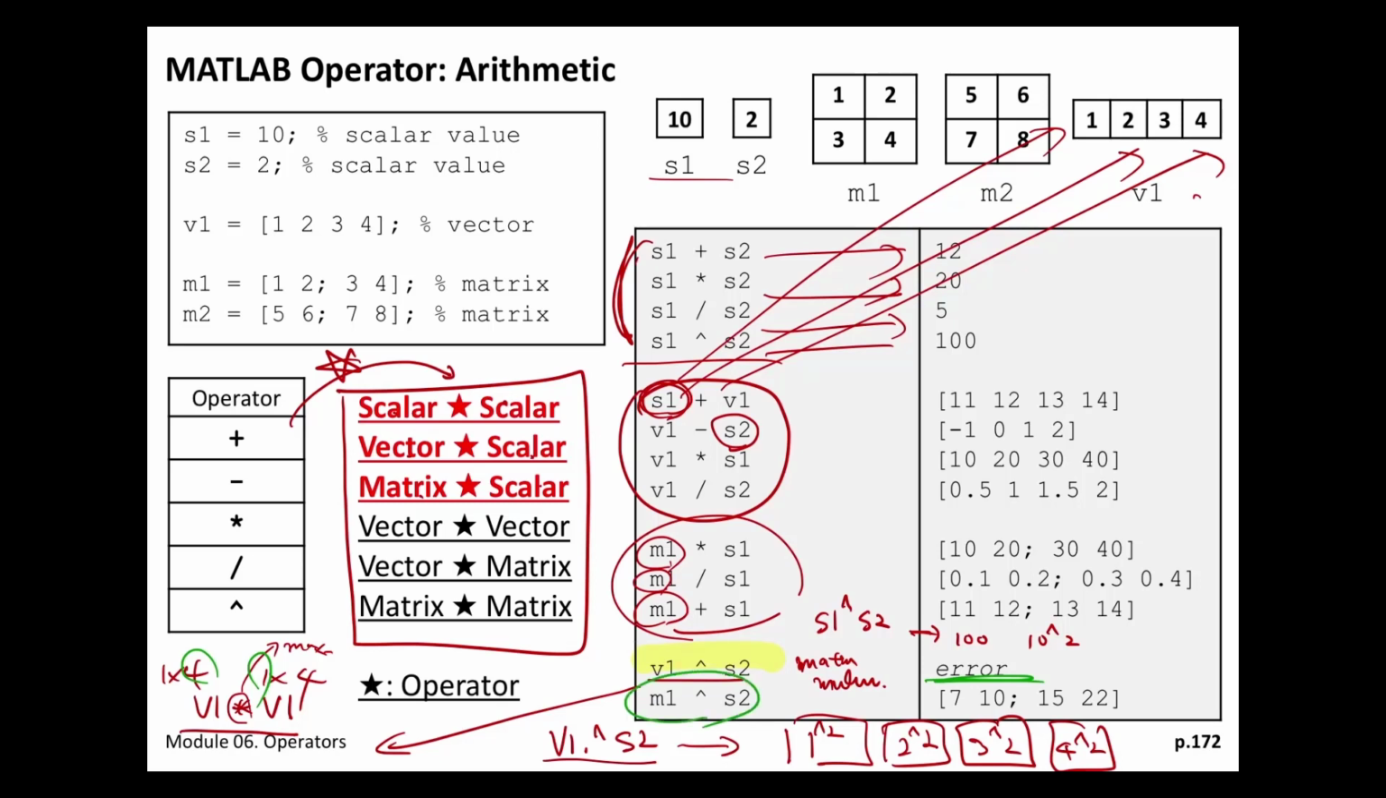Okay, how about this? Is it an error? No error, because M1 is a square matrix. 2 by 2, 2 by 2, the inner dimension is a match. There's a result value. Does it make sense?